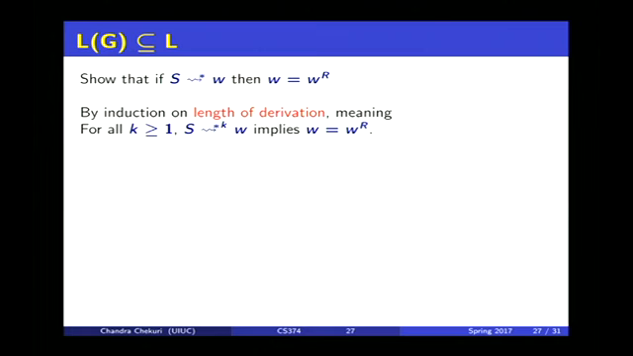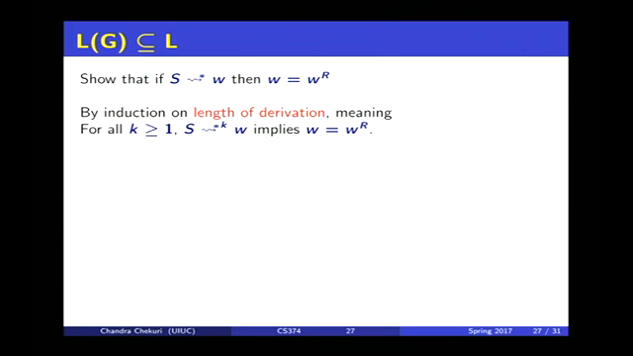Then I'll use induction to prove all strings of length 11 generated by my grammar are in L. That's the proof by induction on the length of the derivation. And how do we do that? Well, more formally, for all k greater than or equal to 1, if S can derive W in k steps, then we have to prove that W equals W reverse. And this we can do by induction.